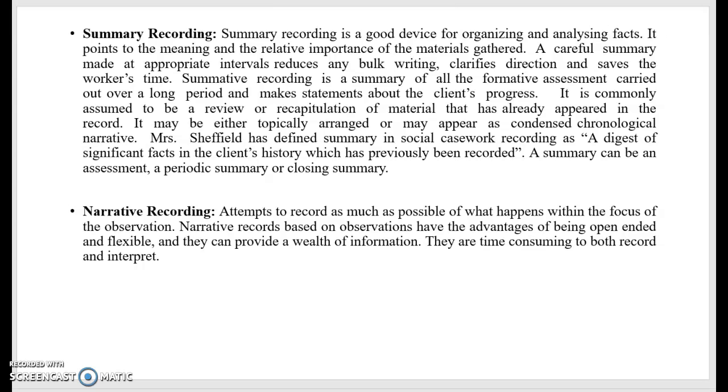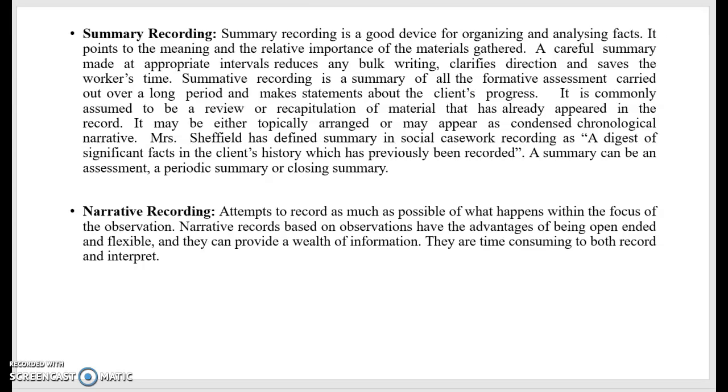Summative recording is a summary of all the formative assessment carried out over a long period and makes statements about the client's progress. It is commonly assumed to be a review or recapitulation of material that has already appeared in the record. It may be either topically arranged or may appear as condensed chronological narrative.